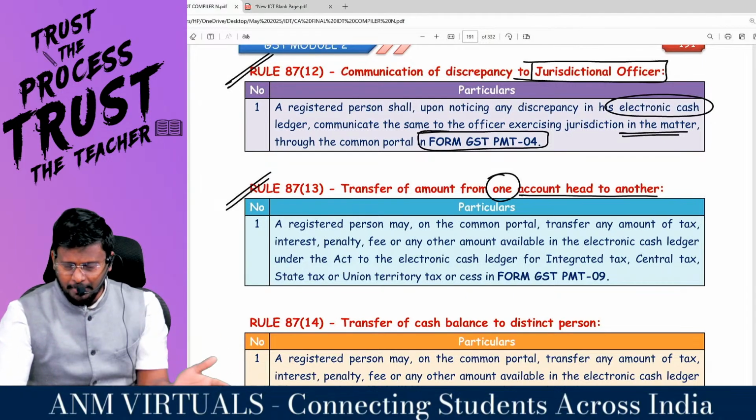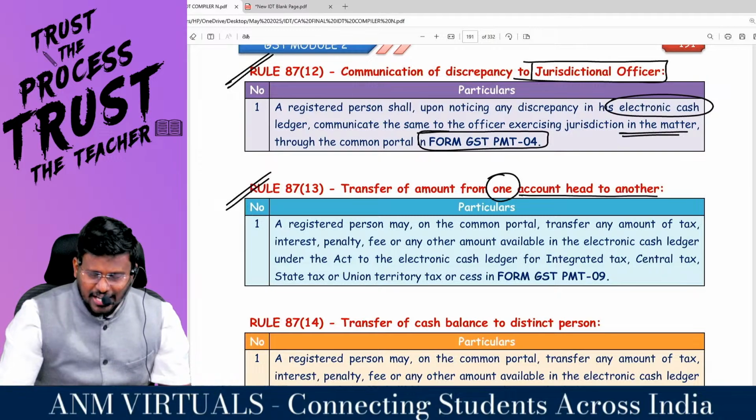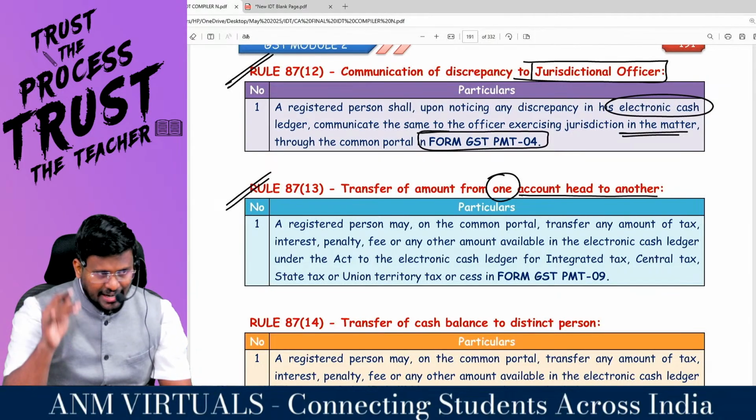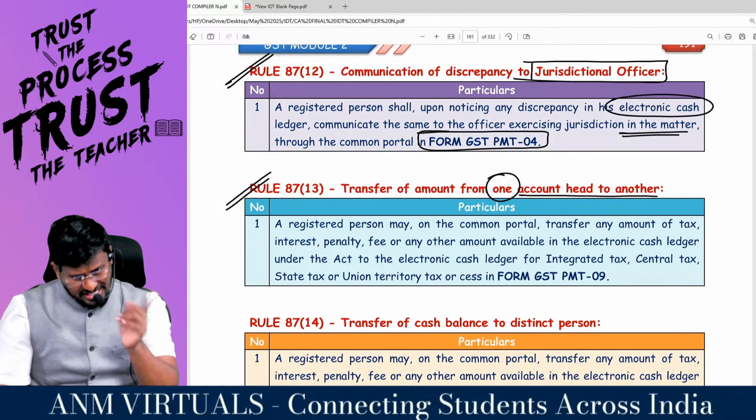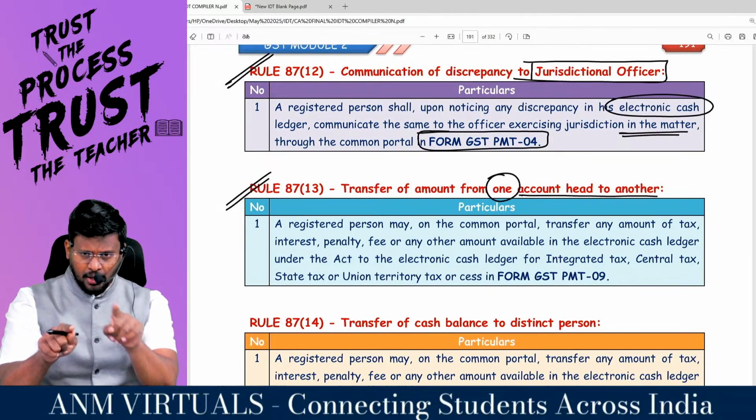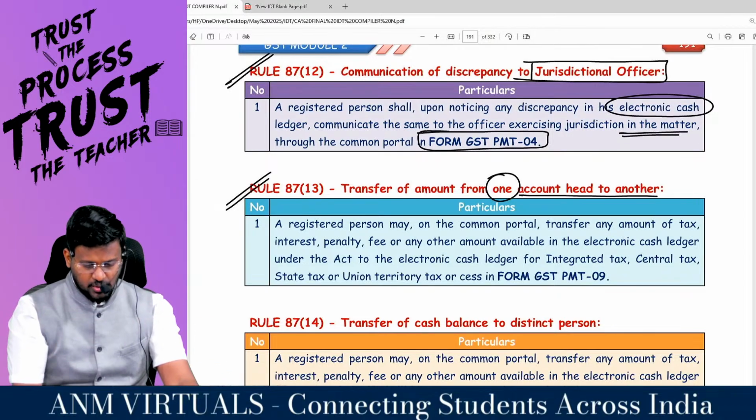Sometimes when you are depositing money into the electronic cash ledger, you would have deposited under the IGST head. But actually you need the cash balance under the CGST head. So from one head to another head, you can change. That's what they are saying.